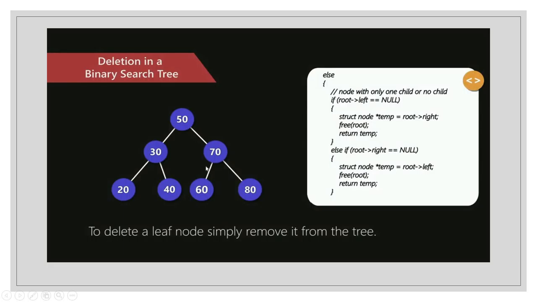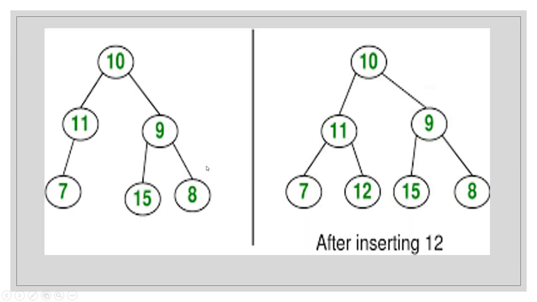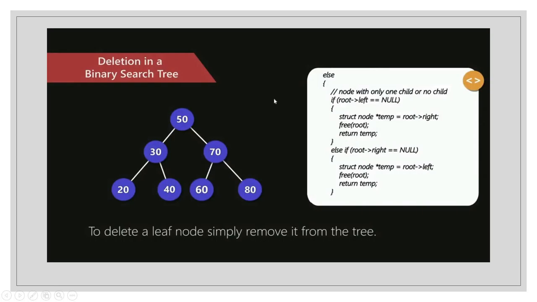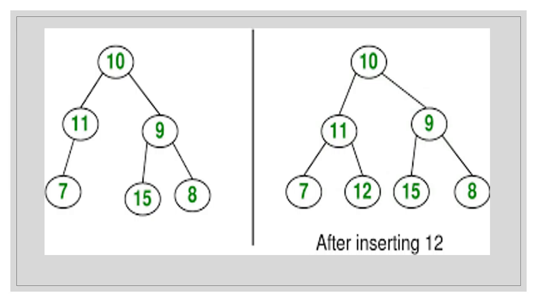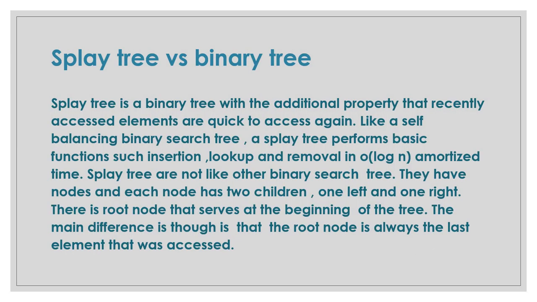So this is deletion in a binary search tree. Just remove it. But that is only one case. There are three cases of deletion, and I only talked about one. And this is insertion: inserting an element in a binary search tree.